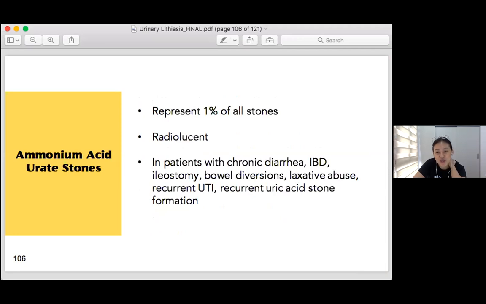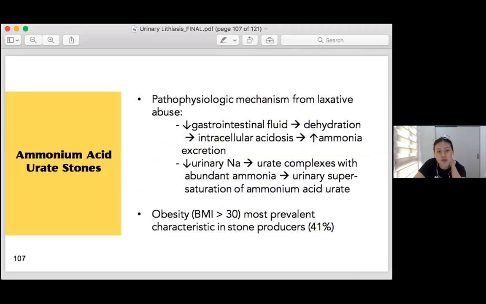Ammonium acid urate stones represent around 1% of all stones and are also radiolucent and are found in patients with these disorders. So the underlying pathophysiological mechanism for laxative abuse is that it would decrease gastrointestinal fluid, and that would lead to dehydration and eventually intracellular acidosis and increase in ammonia excretion. Aside from this, laxatives also decrease the urinary sodium, and therefore urate would complex with abundant ammonia and lead to urinary supersaturation.